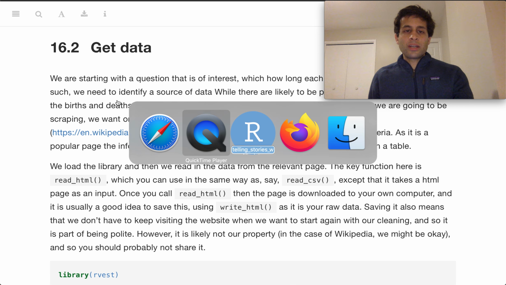On the other hand, the website in all likelihood isn't our property. So in the case of Wikipedia, obviously it's a little bit different. People probably don't mind too much if you're sharing the website. But if we were scraping the data from, say, a private company, then we might like to be a little bit more careful about whether we are uploading our own copy to places like GitHub and things like that. It's just about being sensible and polite in terms of using somebody else's data. There's nothing wrong with what we're doing. It's just about being polite.